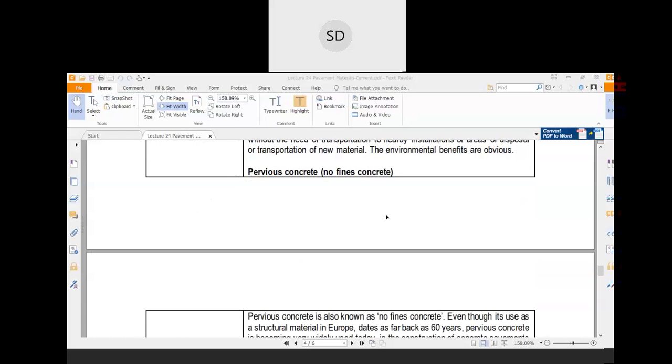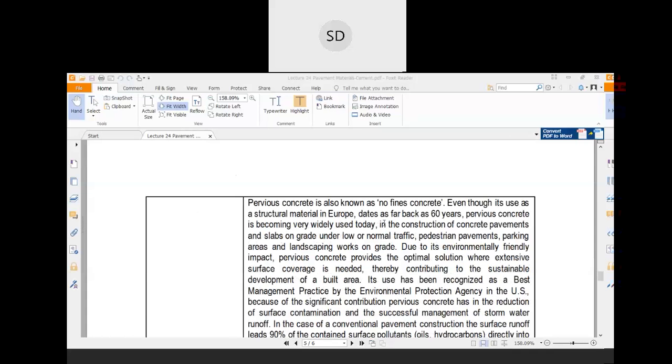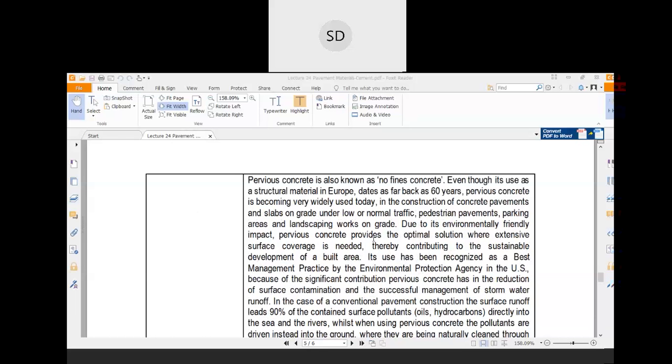Then another type of thing is there, that is pervious concrete. In the pervious concrete, no fines should be provided. For this reason, what happens? This cement portion or cement pavement would be very much pervious. Pervious means water can easily penetrate through it. So this type of pervious concrete is generally used for the sidewalks or in the parking area.